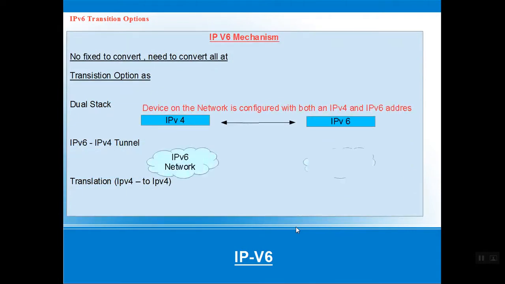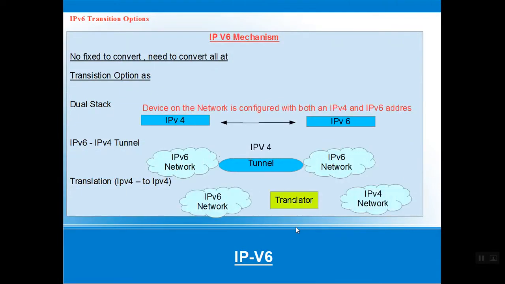In the IPv6 mechanism, we have transition options such as dual stack, from IPv4 to IPv6 and vice versa, IPv6 to IPv4. As we all know, dual stack is configured with both IPv4 and IPv6, and later we have the IPv6 to IPv4 tunnel. We proceed further with the next step, which is a tunnel using IPv4 to carry IPv6, and the translation, which can be IPv4 to IPv6 or IPv6 to IPv4.